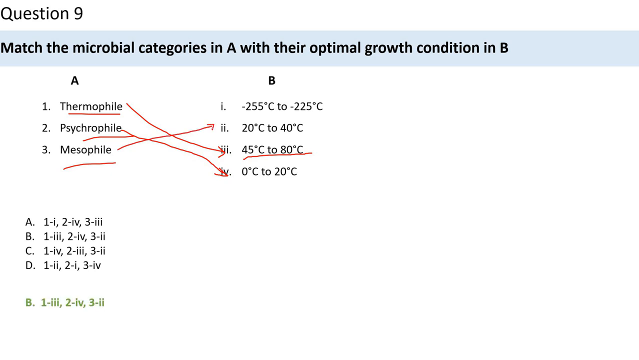So out of this, what is going to be the answer? B, where thermophile is 45 to 80 degrees Celsius, psychrophile is 0 to 20 degrees Celsius, and mesophile is going to be 20 to 40 degrees Celsius.